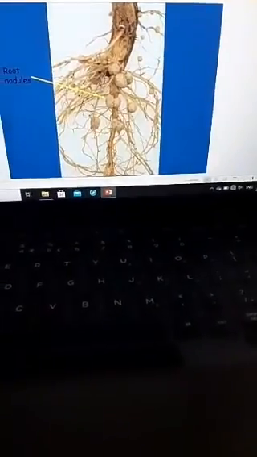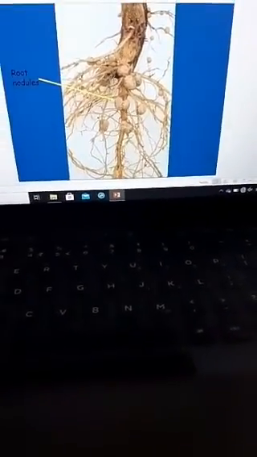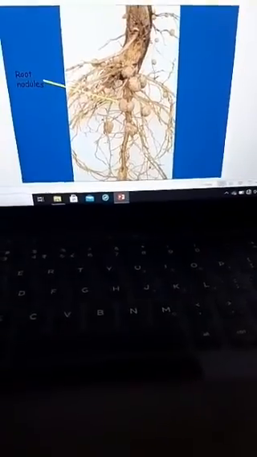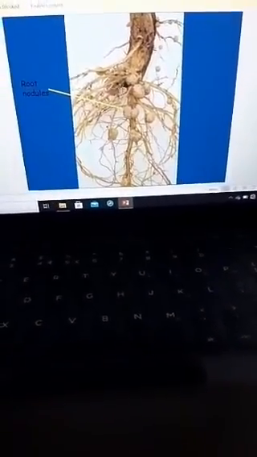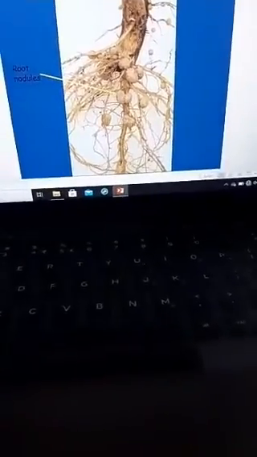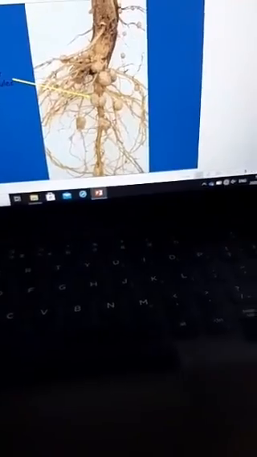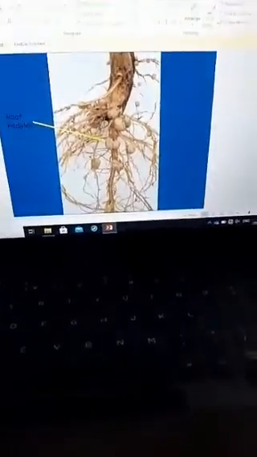This is where I'm going to stop. Finally, you can see root nodules on the root of the plant. This is basically what we mean by root nodules on the plant. Most of you have seen these kinds of structures on different plants if you are the kind of people who like observing things.